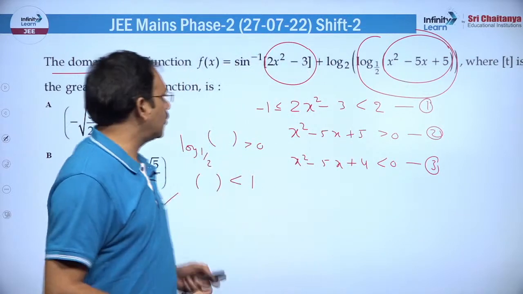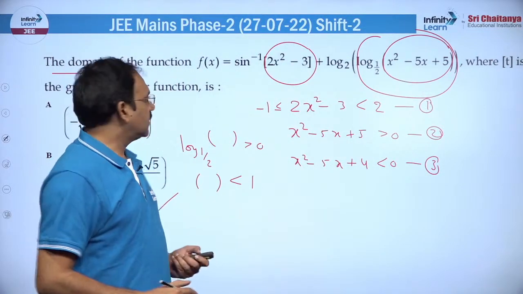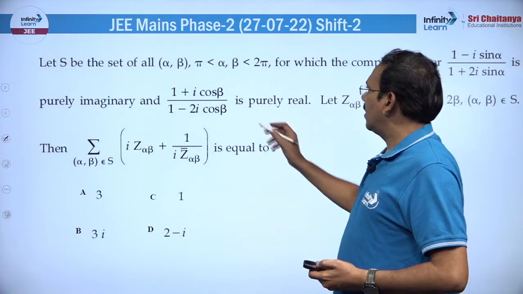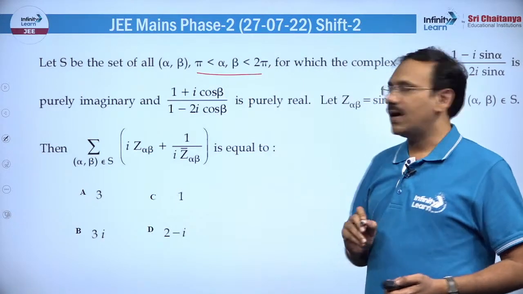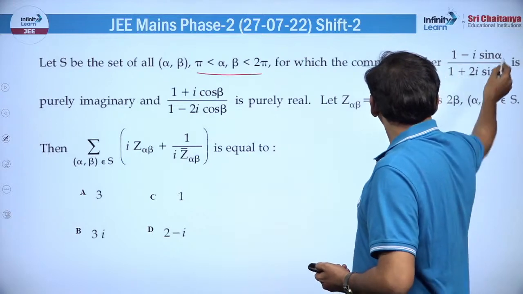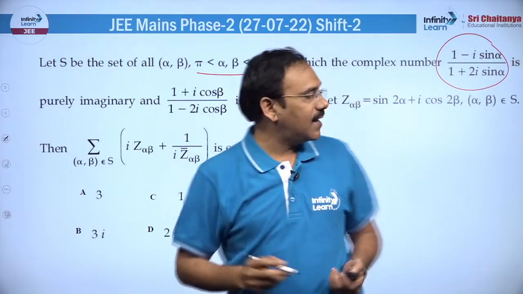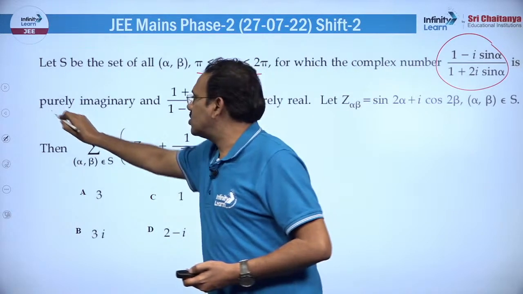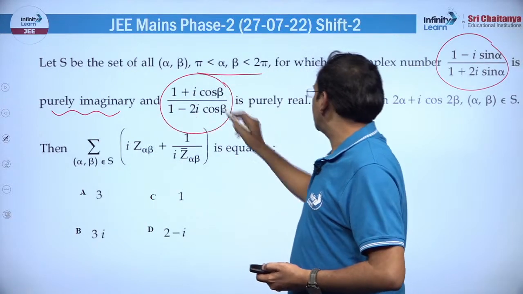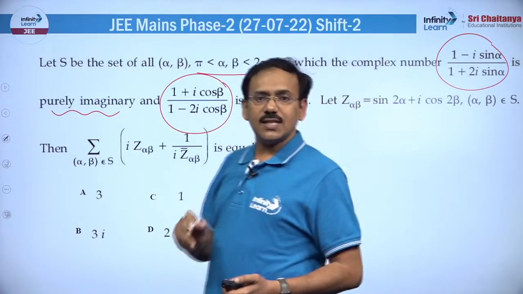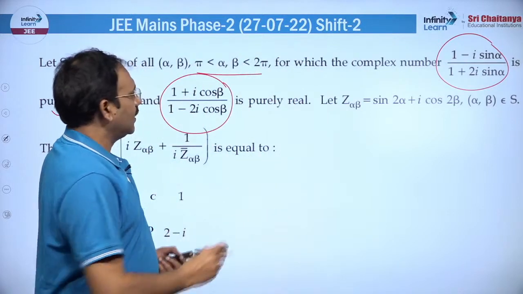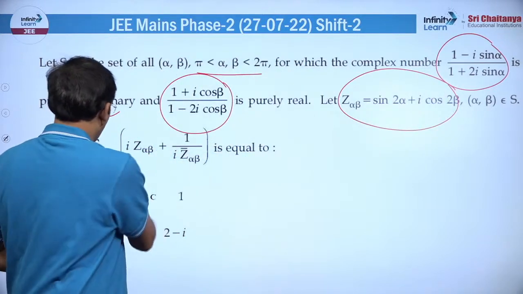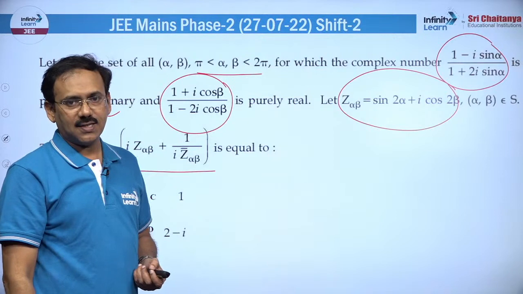Simple friends, it is very simple to find the domain of certain functions. The next, you see this complex numbers related question. You are given alpha and beta are two angles between pi and 2 pi, and he said one complex number, 1 minus i sin alpha by 1 plus 2i sin alpha, is purely imaginary, and the second complex number is purely real. So in such a way, if you take alpha and beta, he is defining z alpha beta as this particular complex number. In that case, find the sum over the set of all such possible cases.